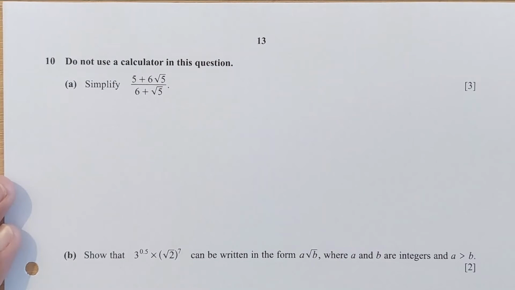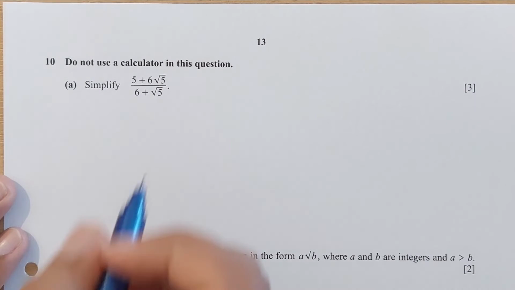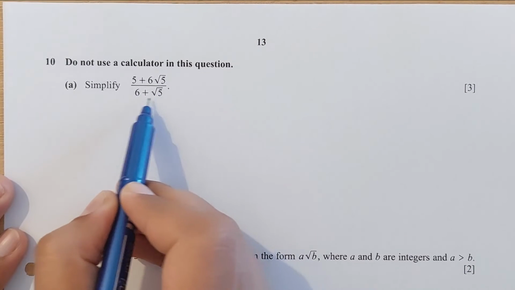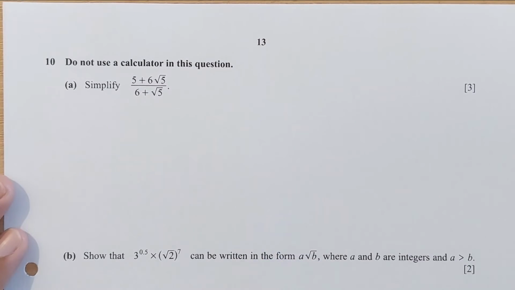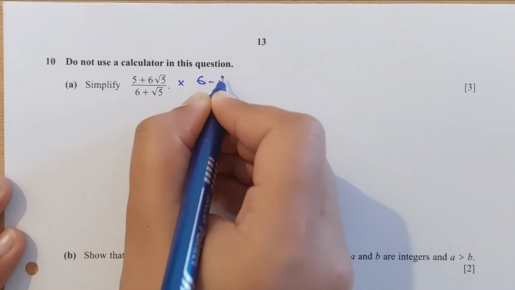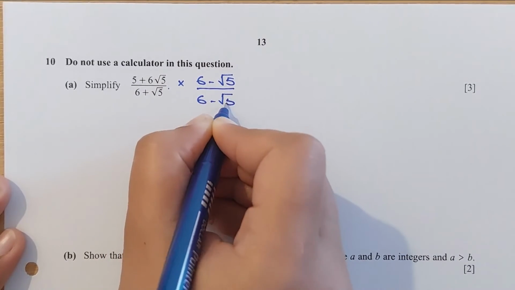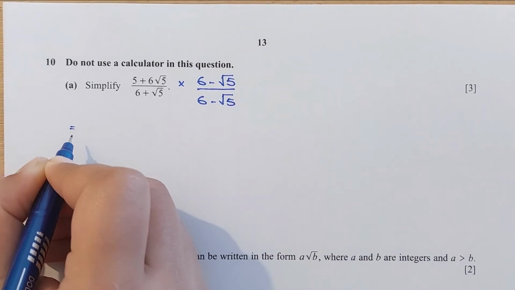Question number 10, do not use a calculator in this question. Part 1, we have to simplify this. So we have to rationalize, multiplying and dividing by the conjugate of the denominator. So here we multiply by 6 minus square root of 5 and divide by 6 minus square root of 5.